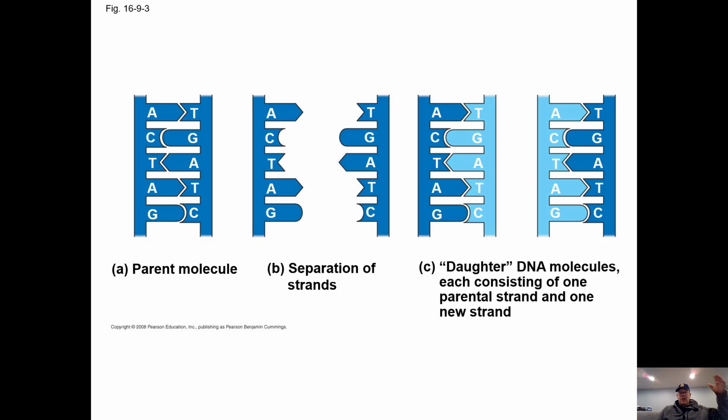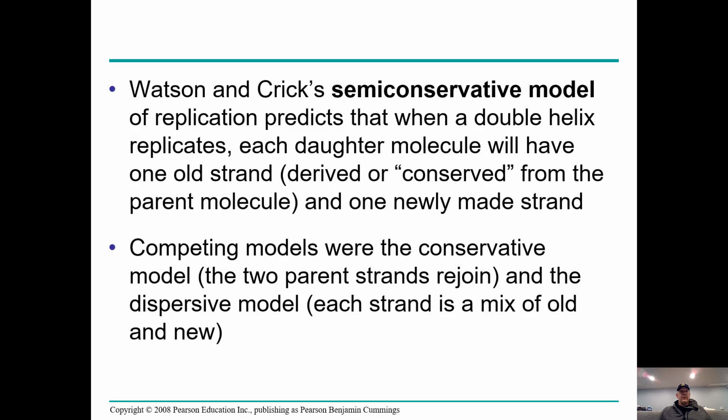Our current model is called the semi-conservative mode of replication. We have a parent molecule, you break it apart, and then you fill out each side with new pieces of DNA. And that makes two new molecules, but half is old and half is new. So it's called the semi-conservative model.